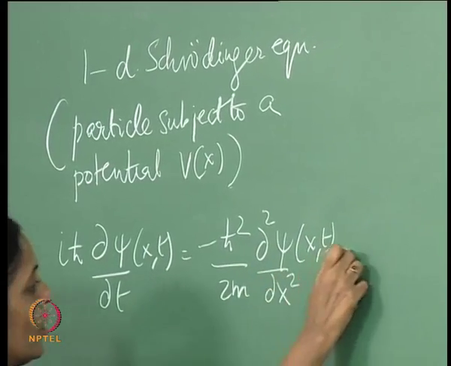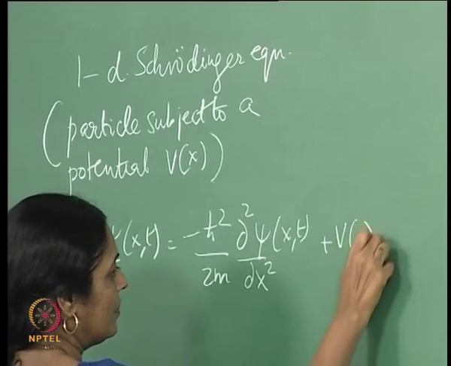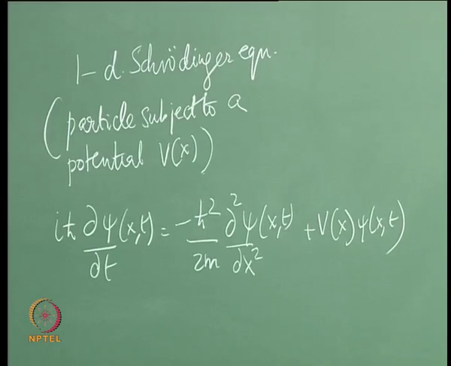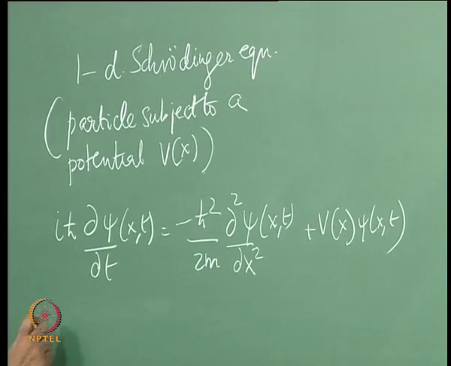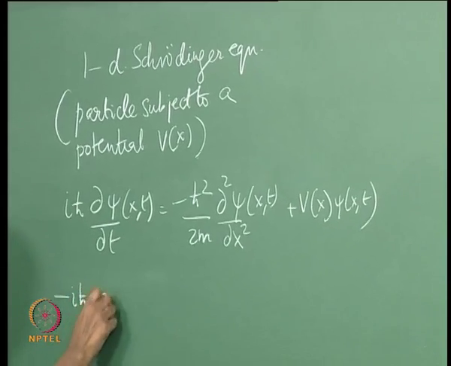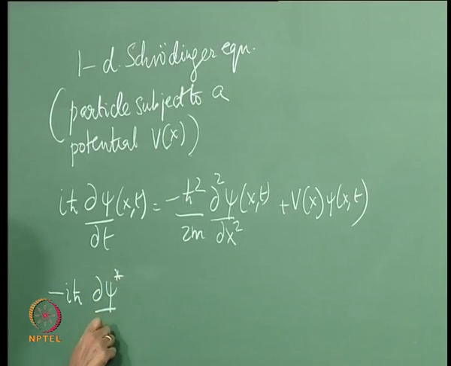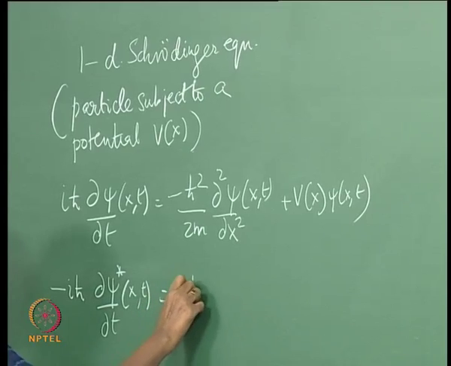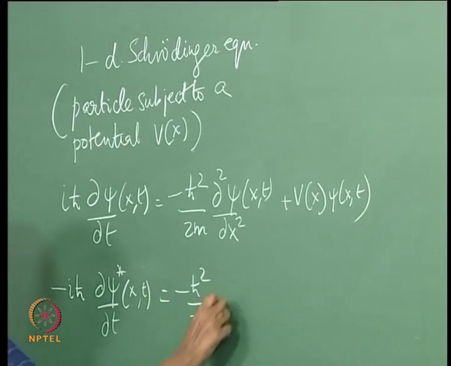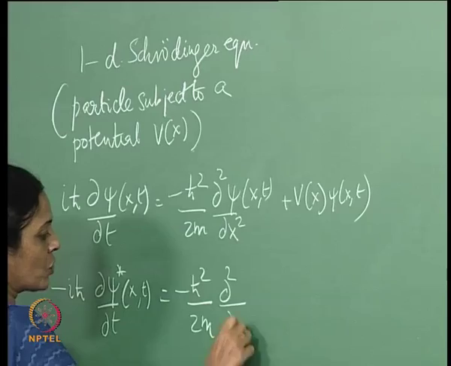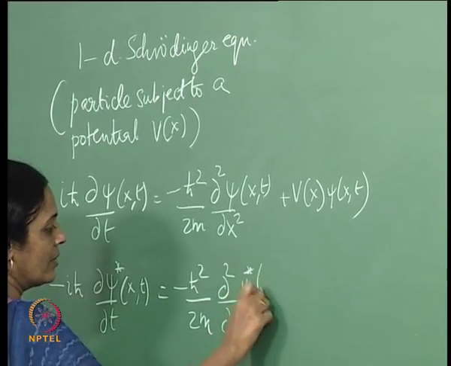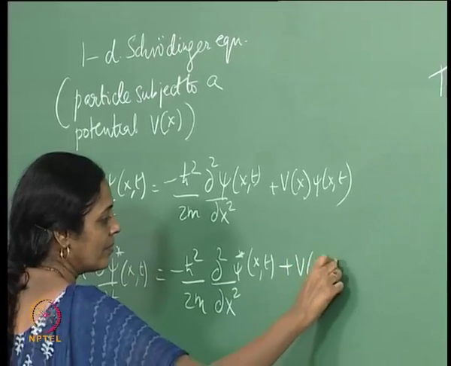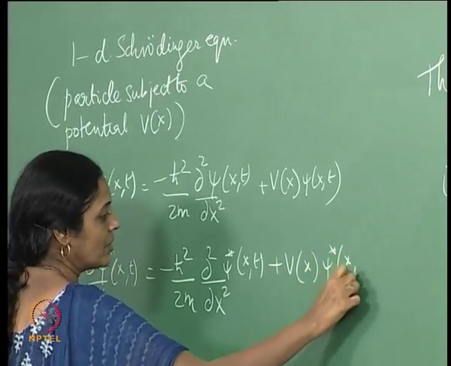So, I have the following equation, and then I have an equation for the complex conjugate, which reads minus iħ ∂ψ*/∂t is minus ħ²/2m ∂²/∂x² ψ*(x,t) plus Vψ*. V is real, and therefore, I have this equation.